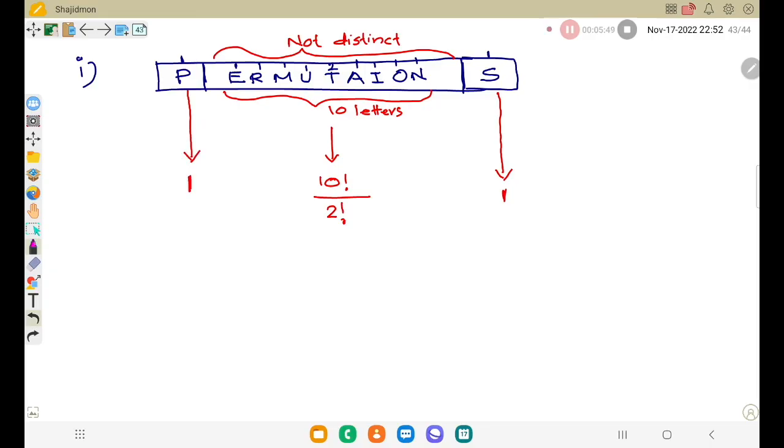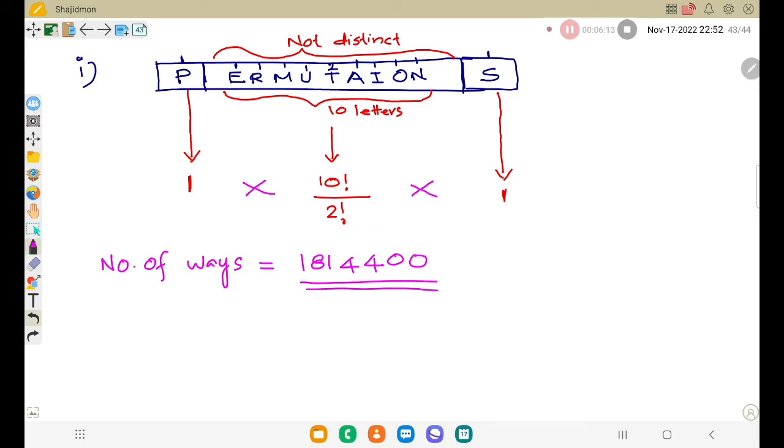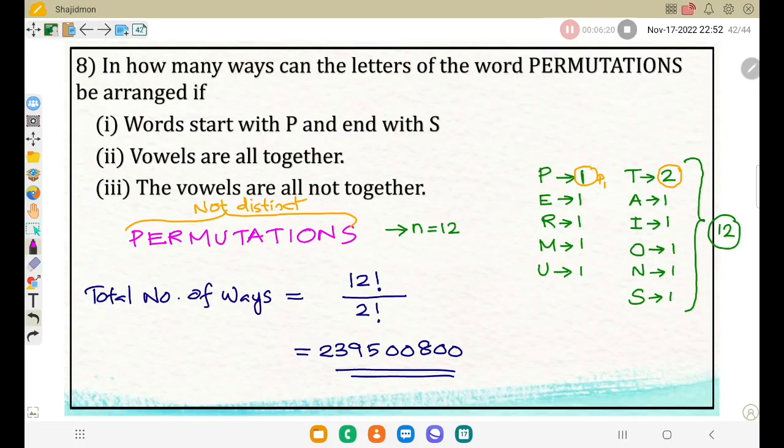So totally how many ways can we arrange? Number of ways equals 1 multiply 10 factorial divided by 2 factorial multiply 1. So what will be the answer getting totally? 1814400. When you are calculating, you will get this answer. Okay, permutations. Hope you understood the first part of the question. Okay, now we will go to the second part of the question.